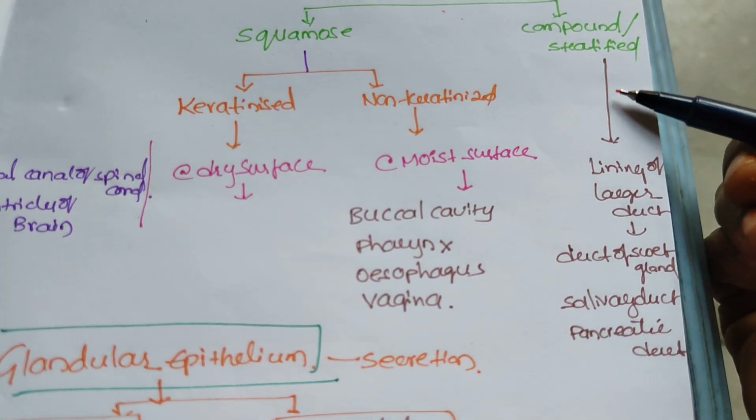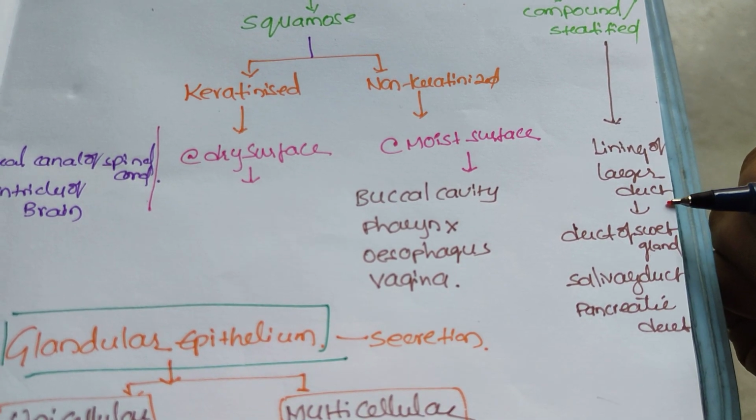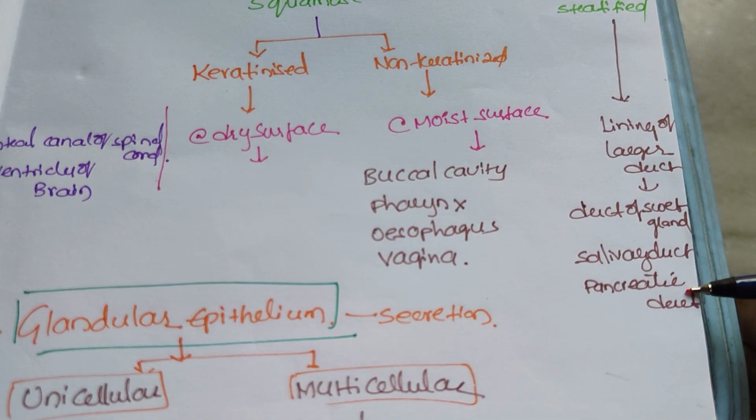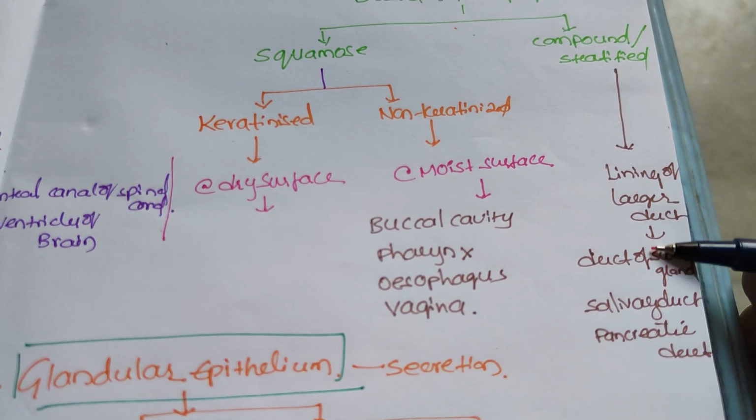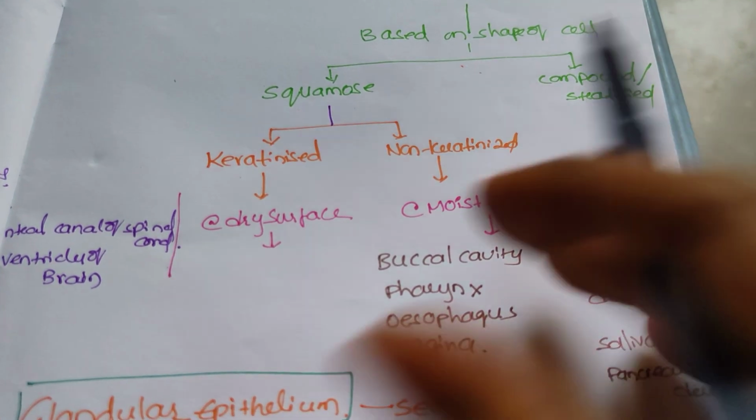Then come to the compound stratified. Here it is the lining of larger ducts, for example, ducts of sweat glands, salivary ducts and pancreatic duct. These places are covered by the stratified epithelium.